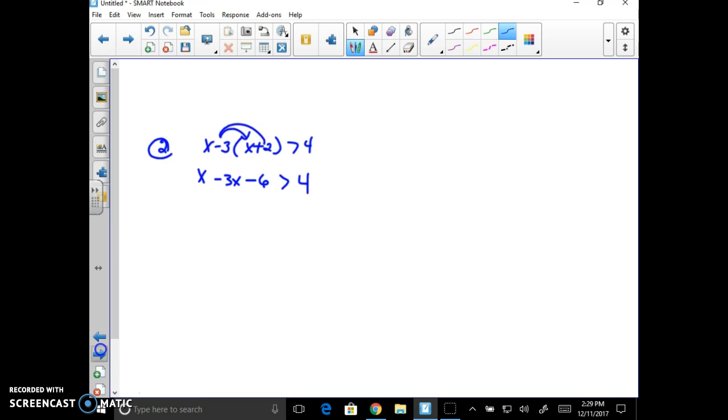Combine like terms, x minus 3x is negative 2x, minus 6 is greater than 4. Add 6 to both sides, just like we solved equations.